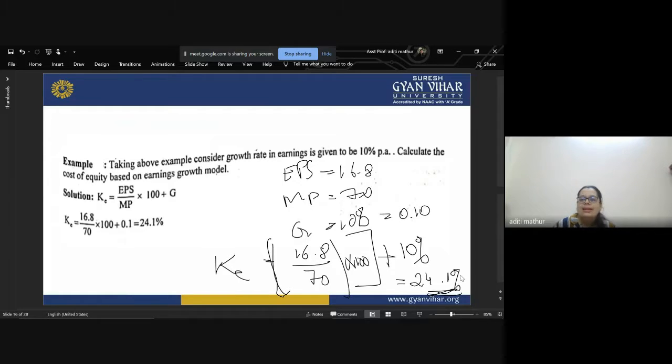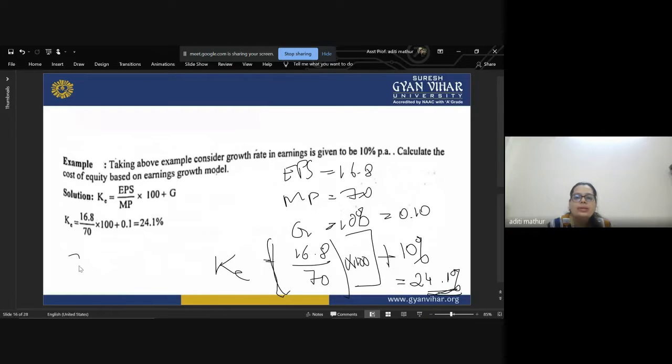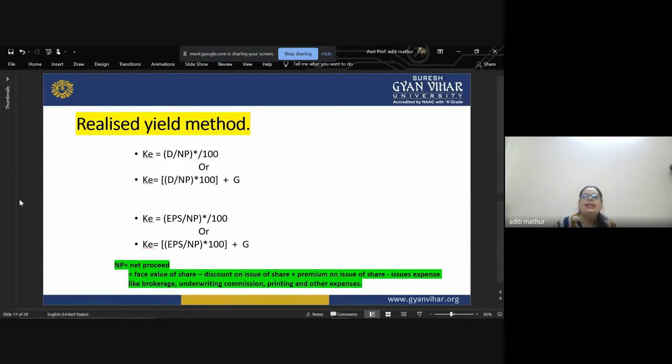Right? So now let us compare the answers. It was 24% when we were doing it without growth, but we have 10% growth now. That is why our KE is now 24.1%. And this 0.1 is just because of the element of growth associated with the securities. Now, let us understand another method to calculate your KE.